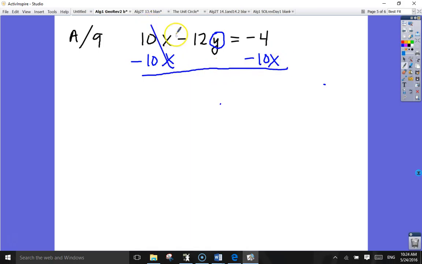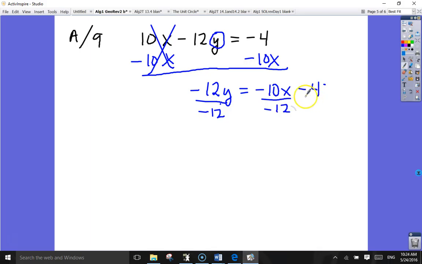So now these cancel, and now we're going to get negative 12y equals negative 10x minus 4. Okay? Still not solved for y? What should I do? Divide by the negative 12, okay? Again, you can show it as two different steps, or you could just make sure you divide both of these by negative 12. Right? Both by negative 12.